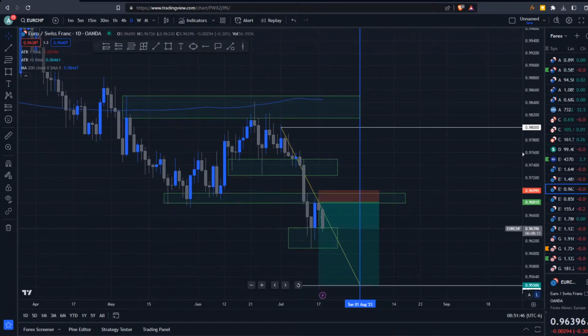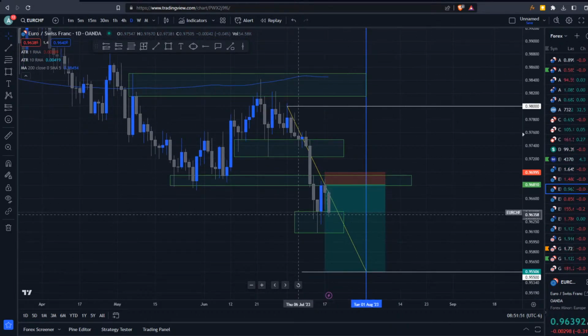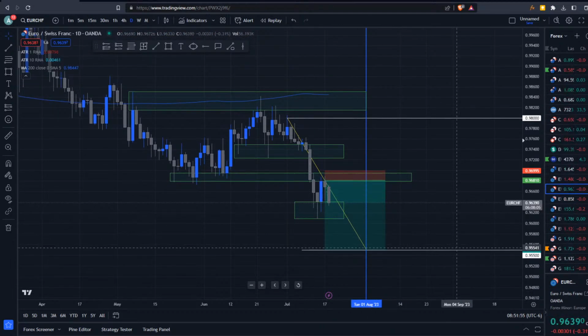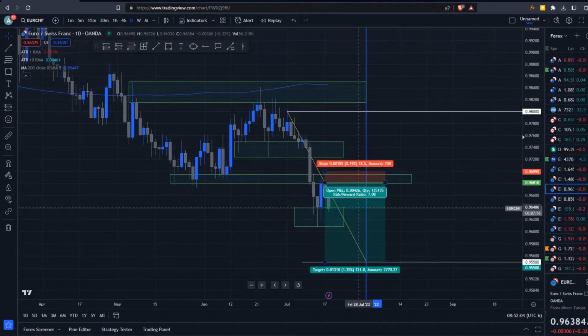Euro Swiss is bearish and is breaking lower, but it's struggling with this zone here. But I do believe that once it breaks this zone, it'll hit its full monthly range at 95.5 level. And I think that's a pretty safe trade.